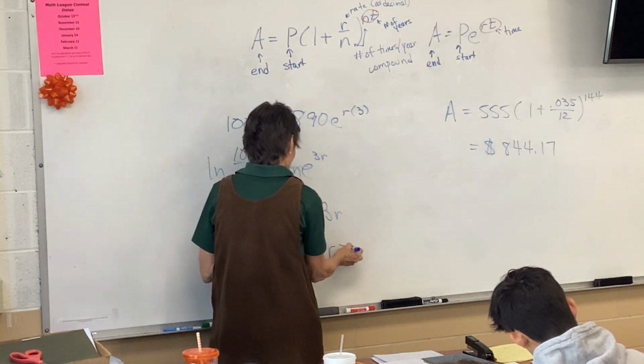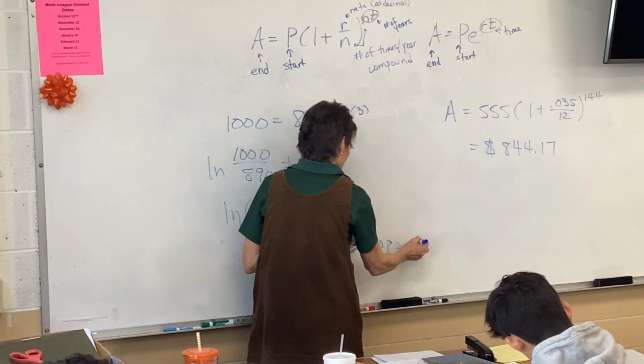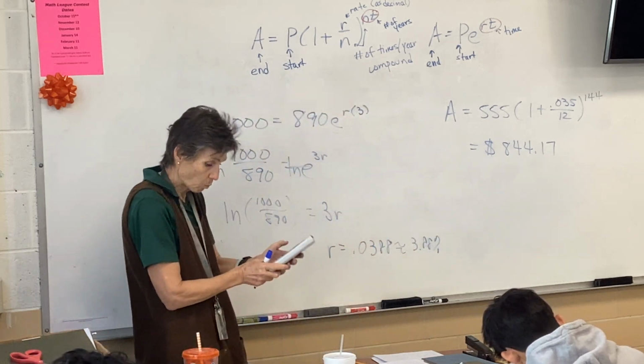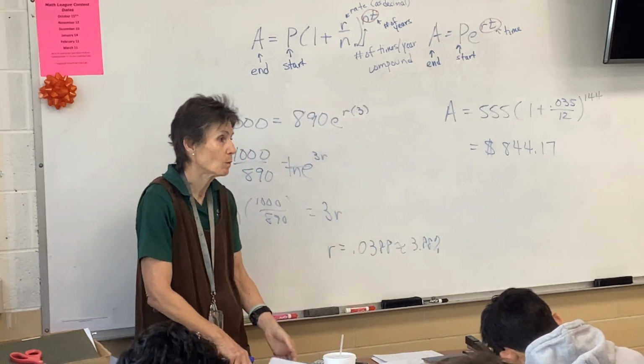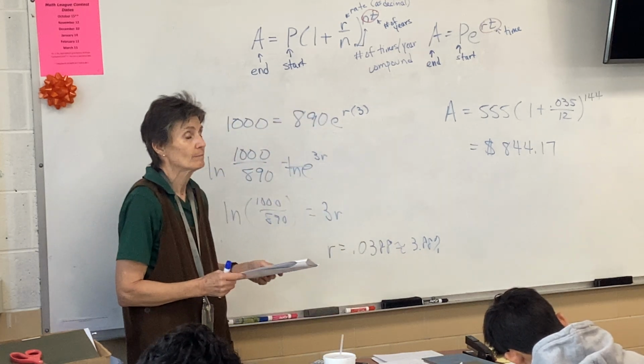If you get 0.0388, which is about 3.88%. It says, what interest rate will be required? So I'll say about 3.88%.